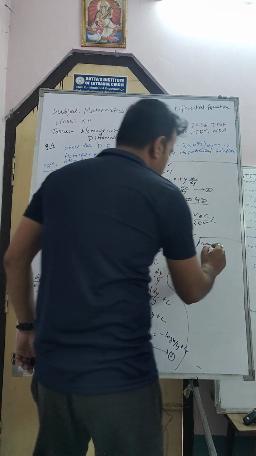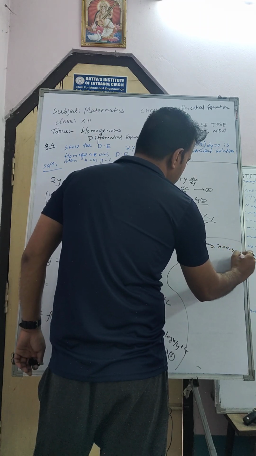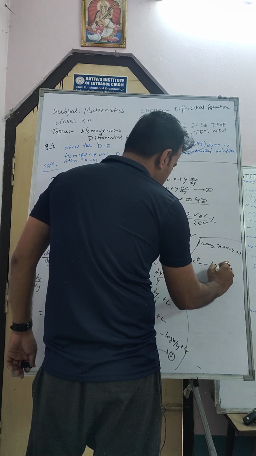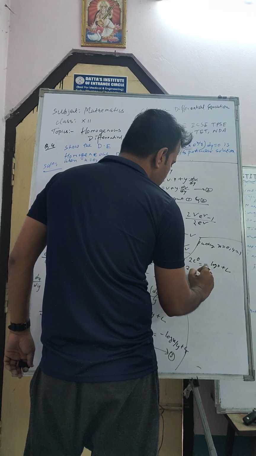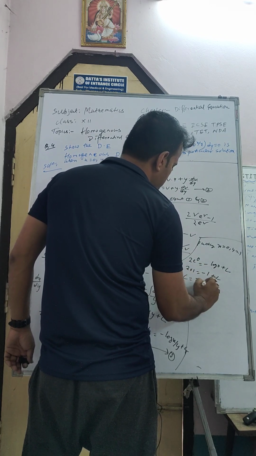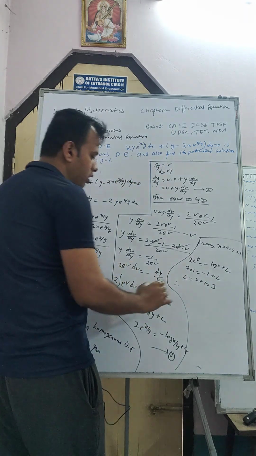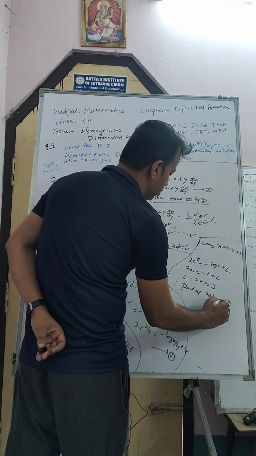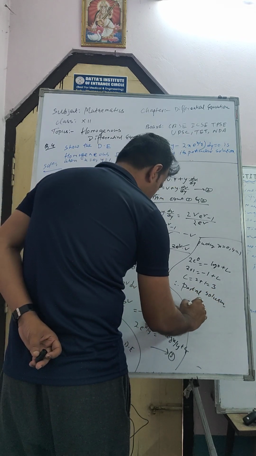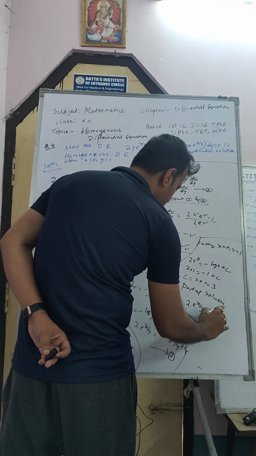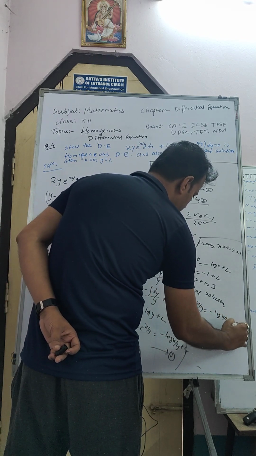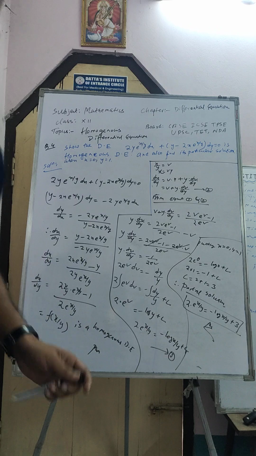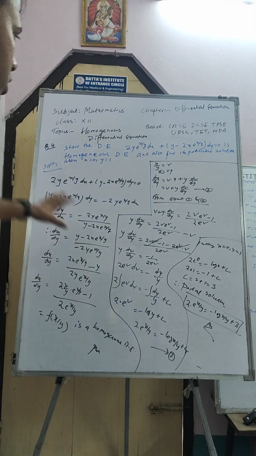Okay, so now putting x equal to 0, y equal to 1, it will become 2 e to the power 0 plus log 1 equals c. So e to the power 0 is 1, so 2 plus 0, c will be 2. So now the particular solution will be 2 e to the power x by y plus log y equals 2. So this is the particular solution. So this is the last question.